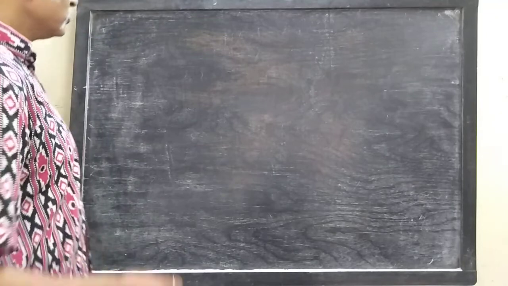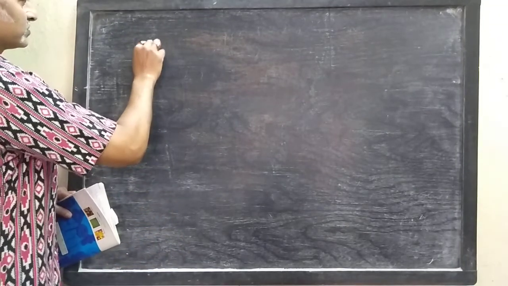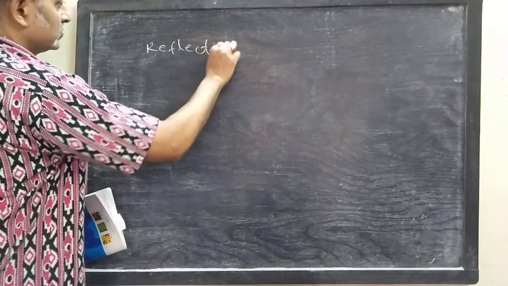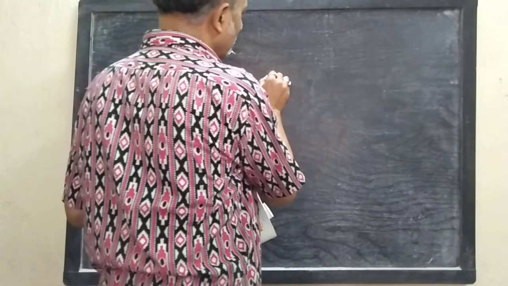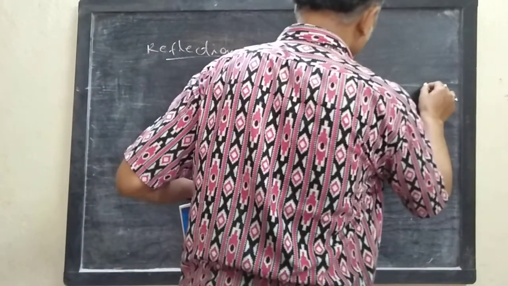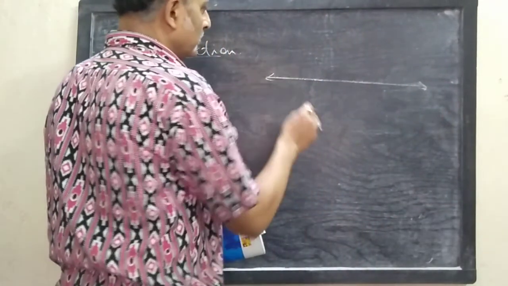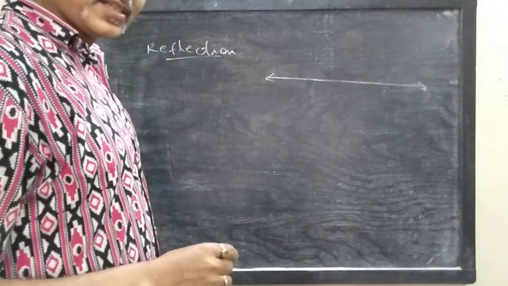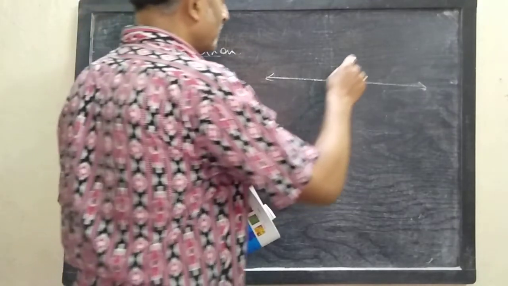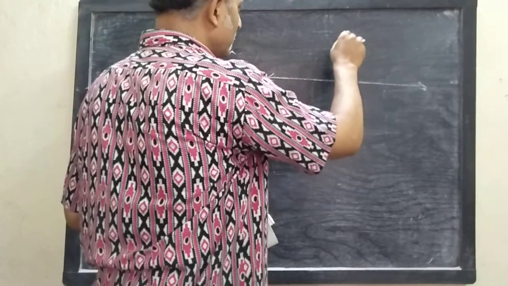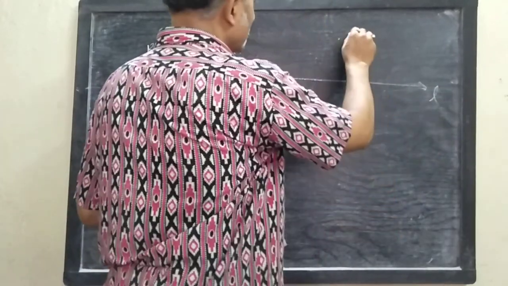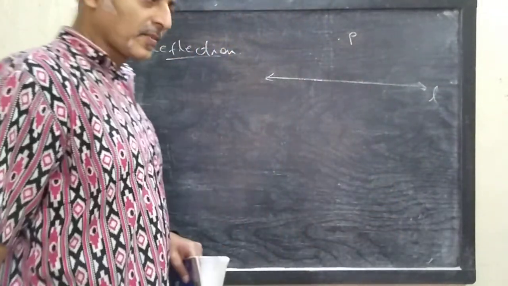First, let us know what reflection is. Here in this chapter, our concern is reflection in a straight line and reflection in a point. First, let us define reflection in a straight line. Suppose this is a straight line L and here is a point P.